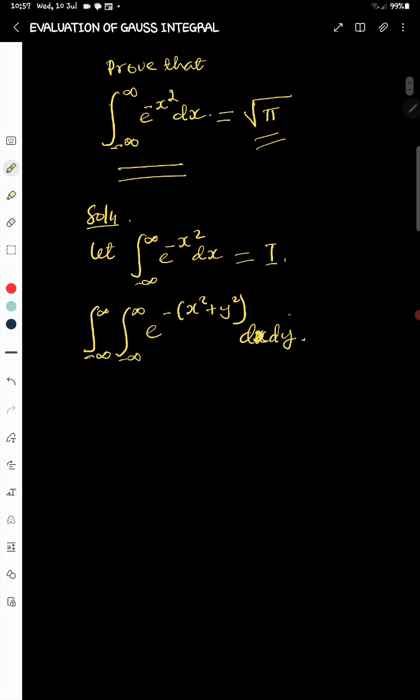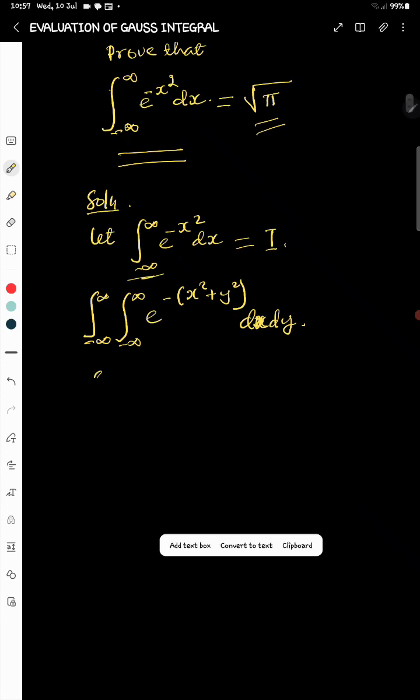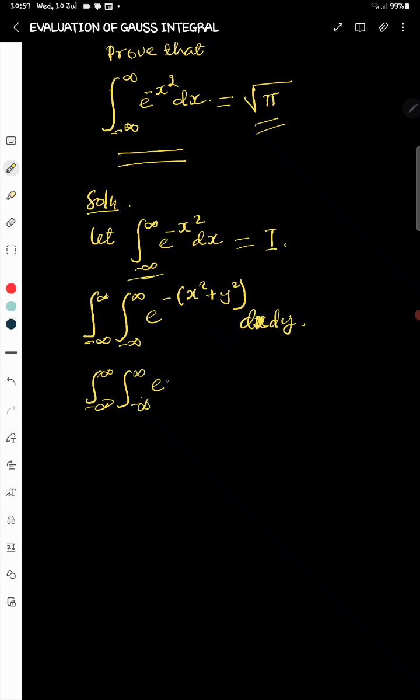So this means that, because this one is I, when we are having a double integral, negative infinity to infinity, e raised to negative x squared plus y squared, dx dy, is equal to I squared.